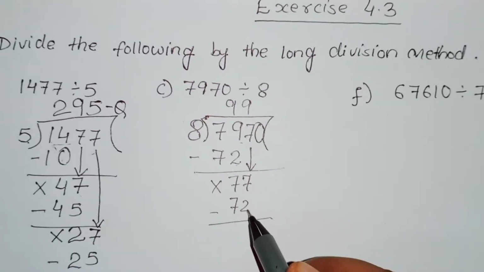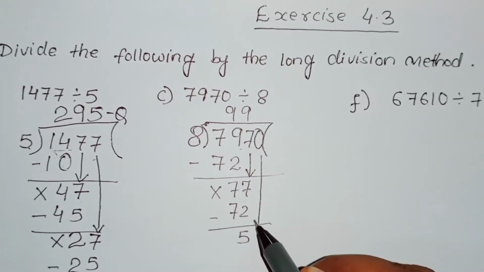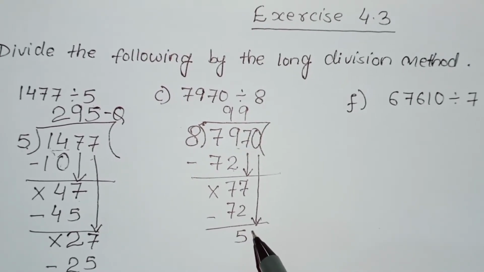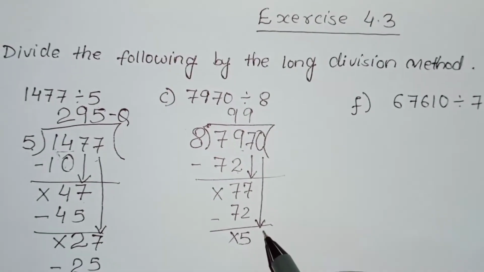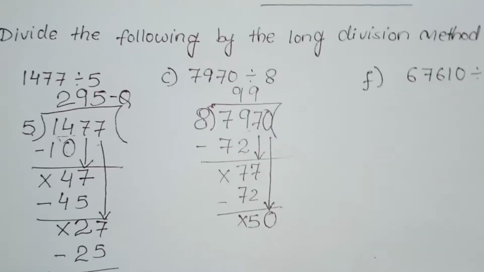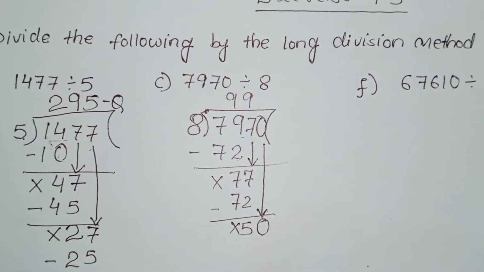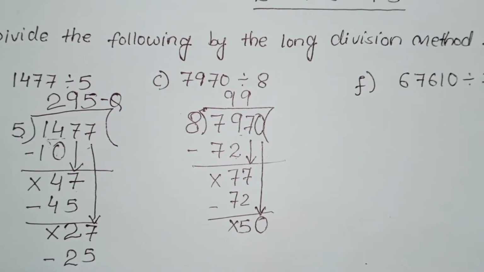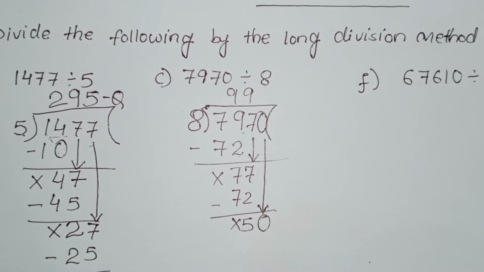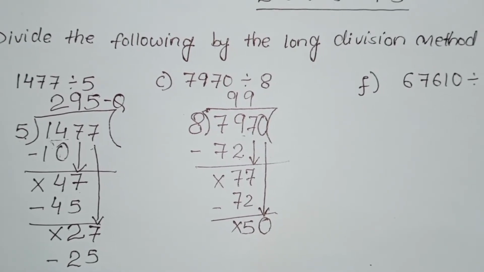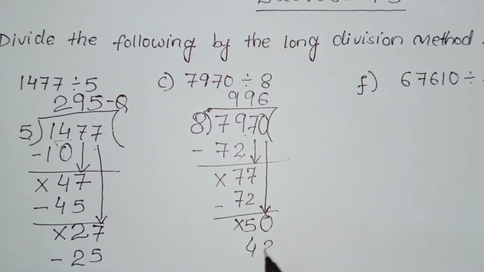7 minus 2 is how much? 5. Bring this 0. Put here cross. Okay, 7 minus 7 is 0. Put the cross. So bring this 0 down. So 50. In 8 table, 50 comes? No. 8 6 are 48, 8 7 are 56. So 56 is more than 50. So we'll take the number which is less than 50. That is 48. So 8 6 are 48.